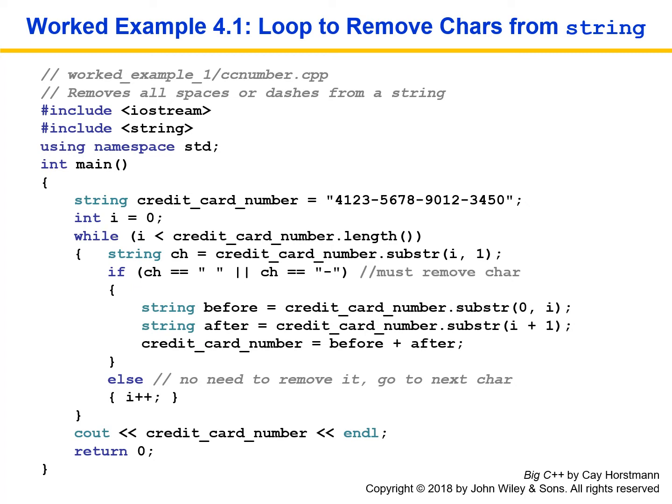So you start with your credit card number. While index is less than credit card number dot length, we're going to find the 1 character substring at position I. If it's a space or a dash, we're going to concatenate the substring before the dash and the substring after the dash, and that effectively removes the dash from the string. If the character is not a space or a dash, then we want to I++ and move on to the next character.